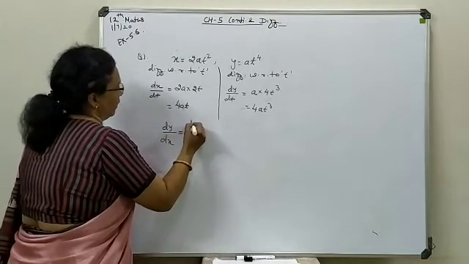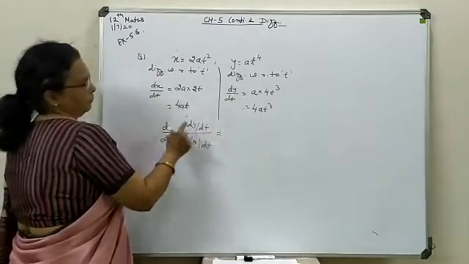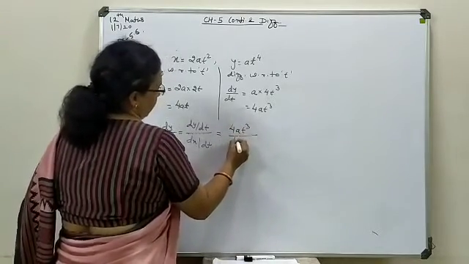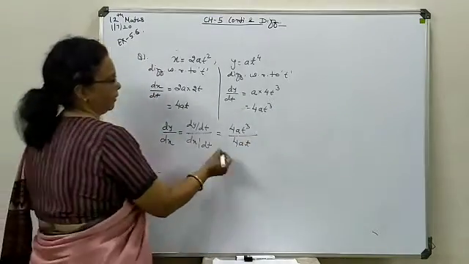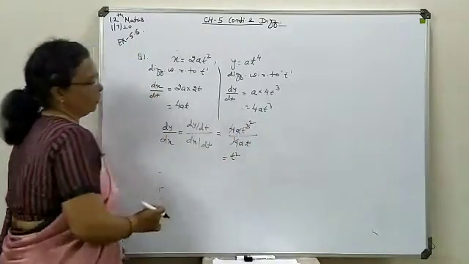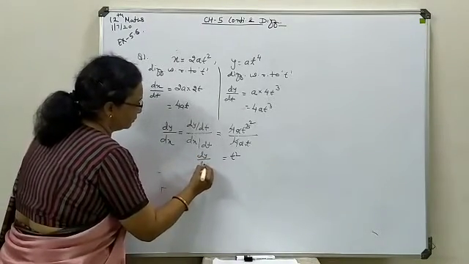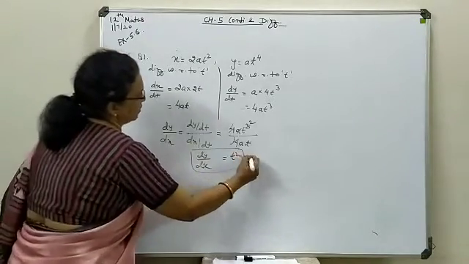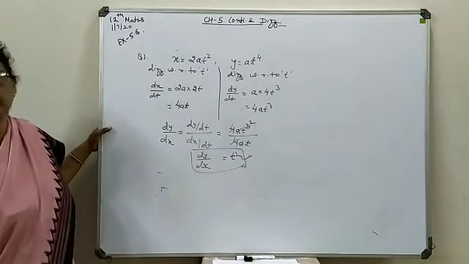Write the proper form: dy by dx is dy by dt upon dx by dt. Dy by dt is 4at cube upon dx by dt, 4at. Make adjustment of the terms. This is also cut, so finally the answer will come out as a t square. So here dy by dx you evaluate in terms of t, means in terms of the third variable. This way this type of question is to be handled.